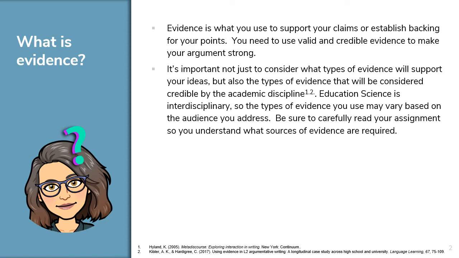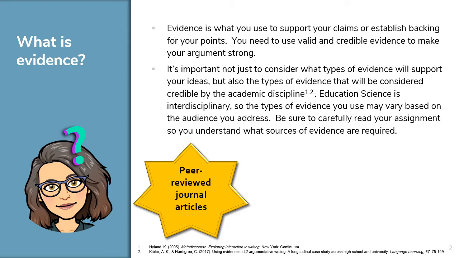So you'll need to carefully read your assignment so you understand what sources of evidence are required. Do you need to use scholarly sources? Do you need to go to historical documents? Do you need to look at code and software? Or are you going to be asked to take observations in schools or reflect on your own past experiences? So it's critical that you understand what sources of evidence are required for your assignments. And if you're not sure, ask your instructor.